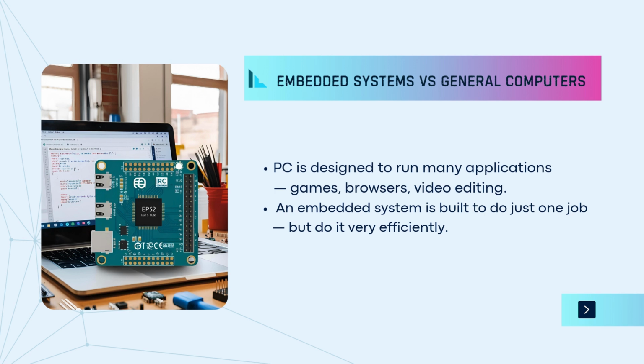Now you might wonder, how is this different from a general-purpose computer? Well, a PC is designed to run many applications: games, browsers, video editing. An embedded system is built to do just one job, but do it very efficiently.